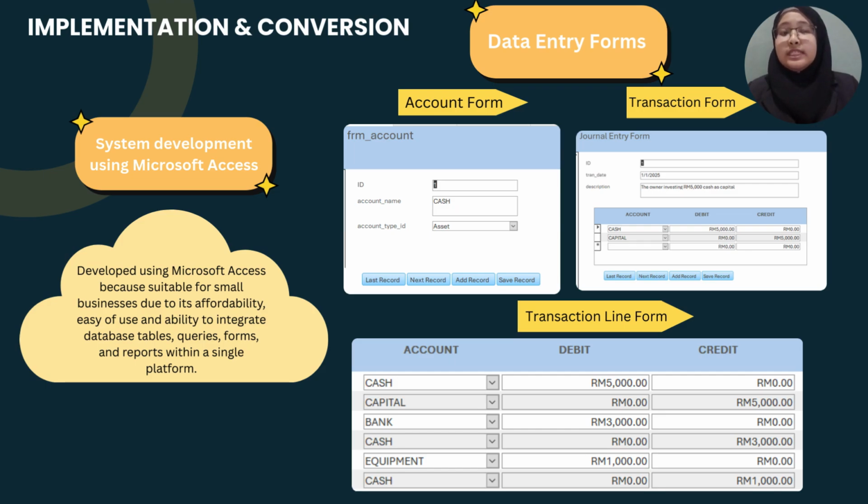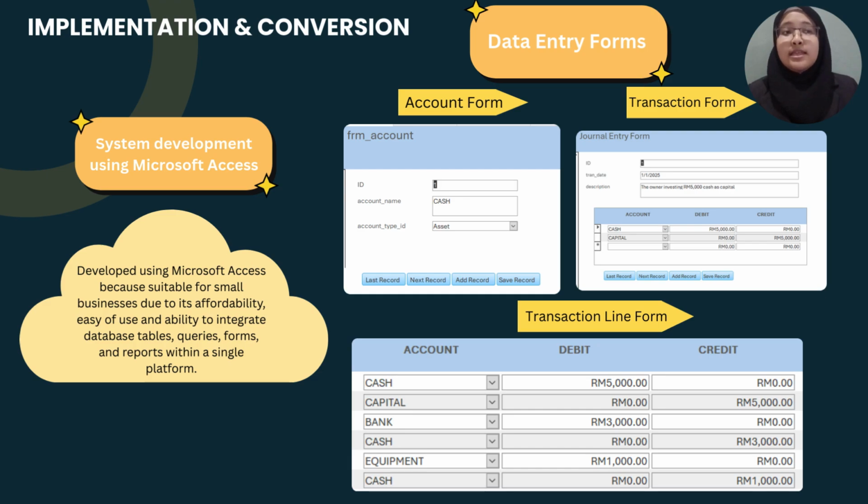Now I will present my part, which is implementation and conversion. We are developing the system using Microsoft Access. We chose Microsoft Access because it is suitable for small businesses due to its affordability, ease of use, and ability to integrate database tables, forms, queries, and reports within a single platform.